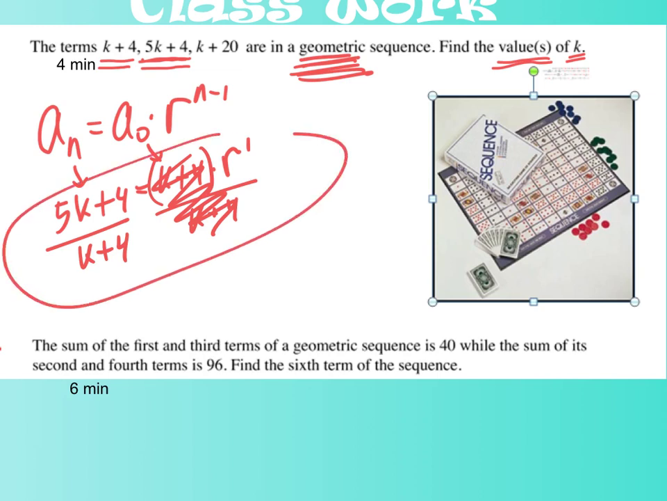R is alone. I solved for R. Is that what they wanted, though? They didn't ask us to solve for R. They want to know what k is. All right, so then we need to get this so that it's only k's in the equation, and then we can solve for k.